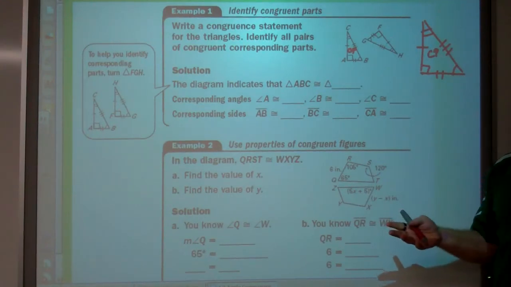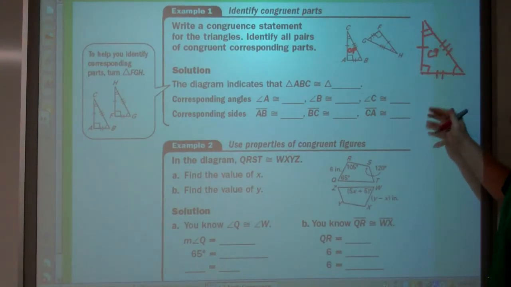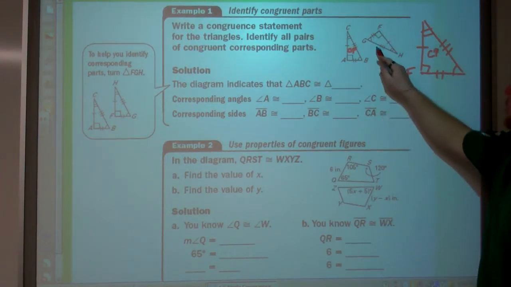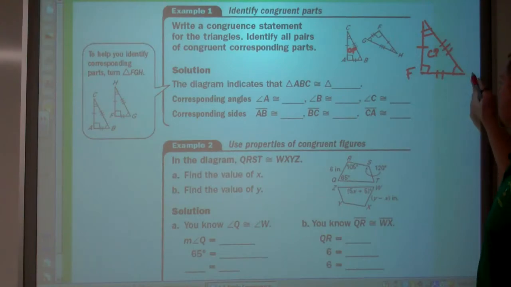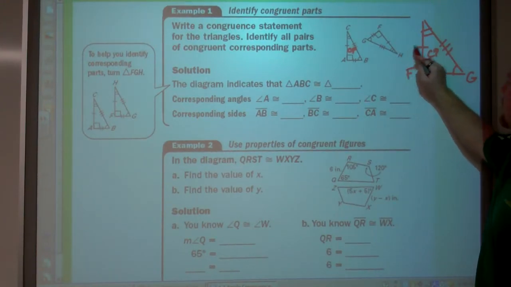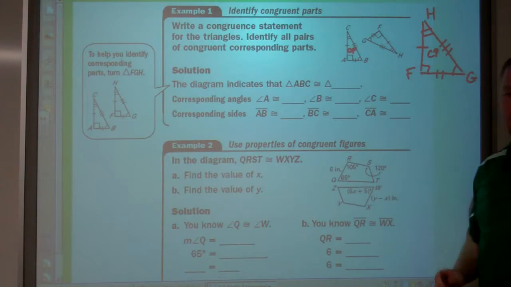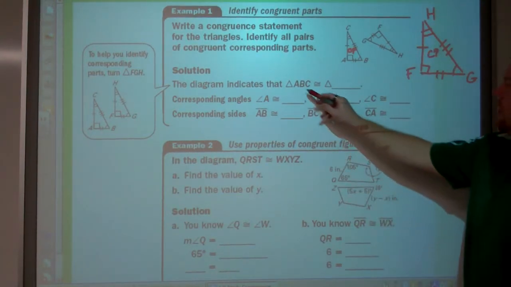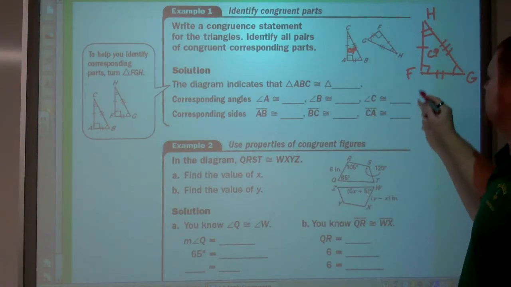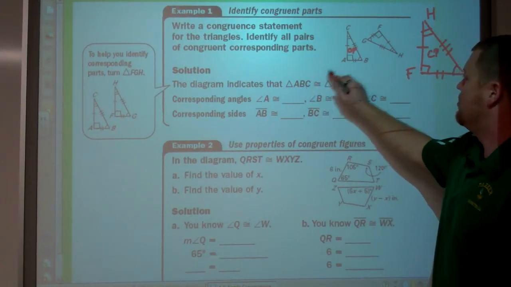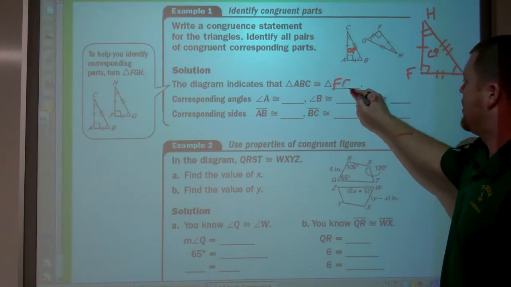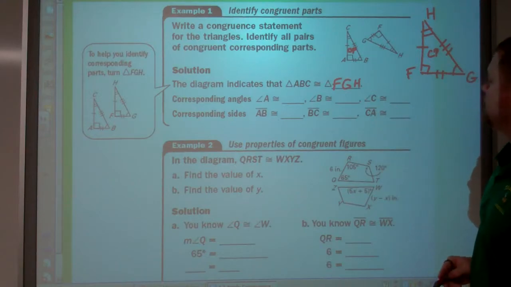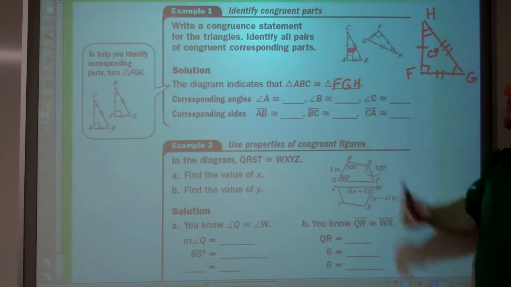Alright, now my corresponding triangle. How do I label it? Well, I know my right angle is F, so F goes here. I know the single arc is G, so single G, and the double arc is H, so H has to go up there. So now we know which parts correspond with which parts. Triangle ABC is congruent to triangle F, and B corresponds with G, and lastly C corresponds with H. And there's my congruence statement.